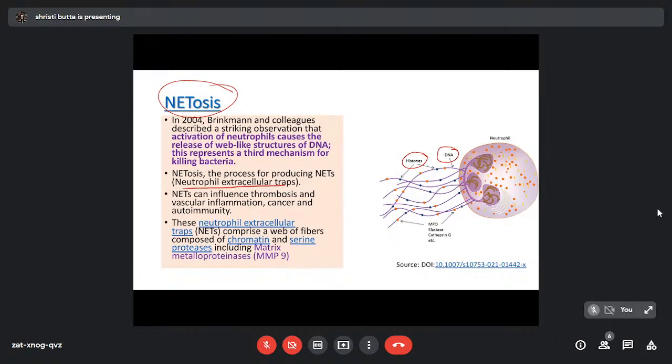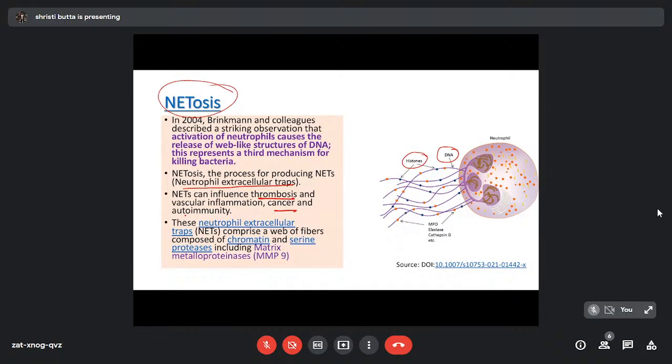That resulted in a breakthrough, because it not only influenced inflammation but also thrombosis, cancer, and autoimmunity. Neutrophil extracellular traps comprise a web of fibers composed of chromatin and serine proteases, including MMP9. So what is the function of this MMP? We'll be going into it in a bit.